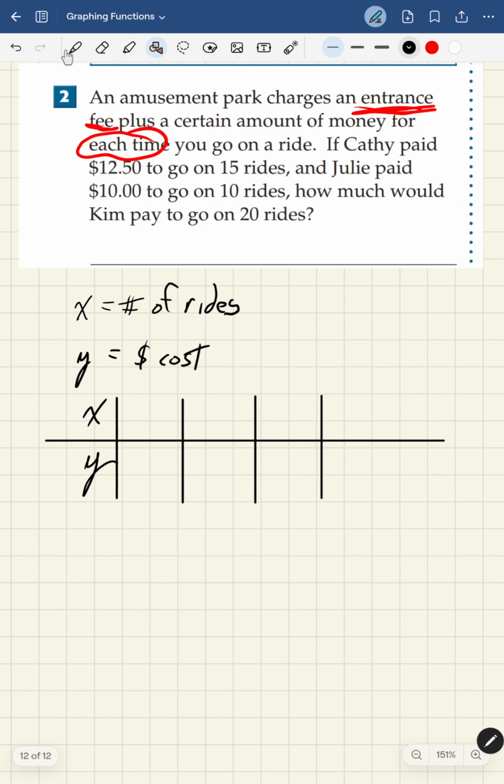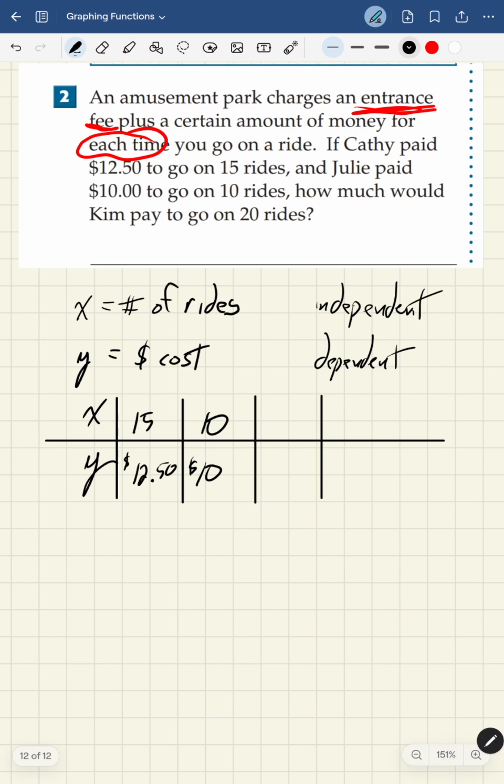Let's see. It says here that Kathy paid $12.50 for 15 rides, and Julie paid $10 to go on 10 rides. Okay, so remember the cost depends on the number of rides. This is the dependent variable, and the X is the independent variable.